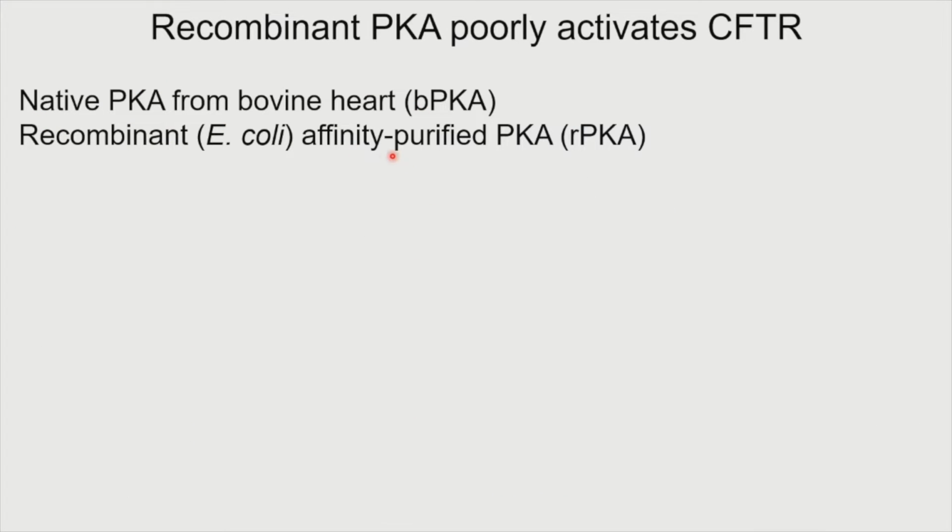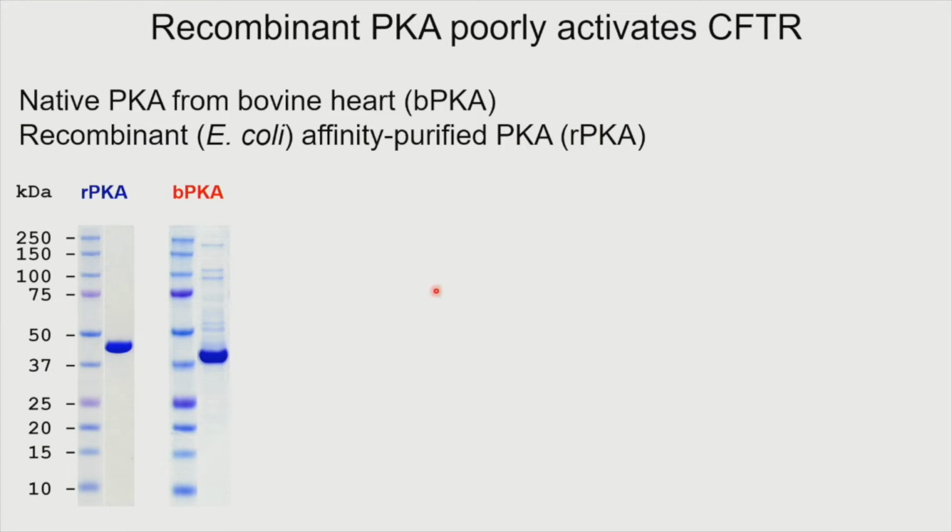Now, we also uncovered another important structural determinant of the PKA-CFTR interaction. All the experiments I've shown you so far were done on native bovine PKA, purified from bovine heart. I will denote this PKA prep BPKA henceforth. But in order to structurally manipulate the kinase and introduce mutations into it, we also expressed the bovine PKA in E. coli and affinity purified it, and that prep I will call recombinant PKA, or rPKA.